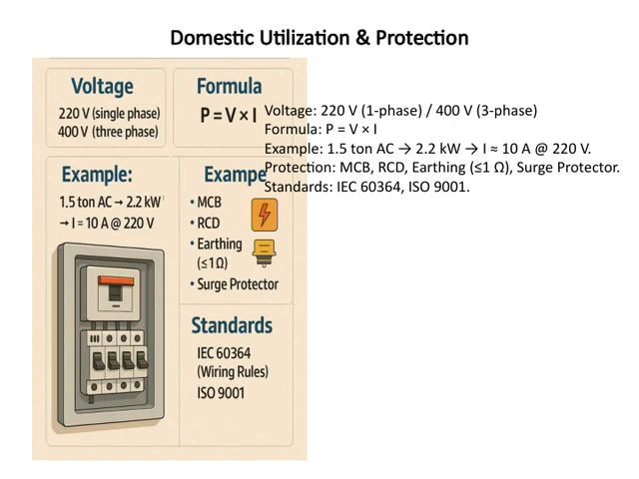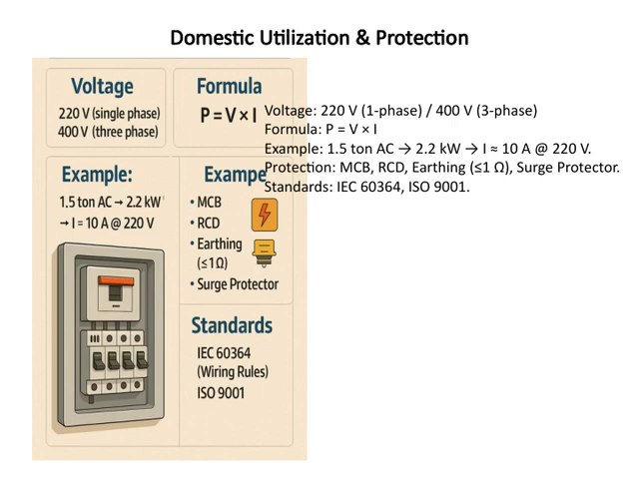Protection devices are crucial to ensure safety and proper operation. These include miniature circuit breakers, or MCBs, residual current devices, or RCDs, proper earthing with resistance less than or equal to 1 ohm, and surge protectors to guard against voltage spikes.